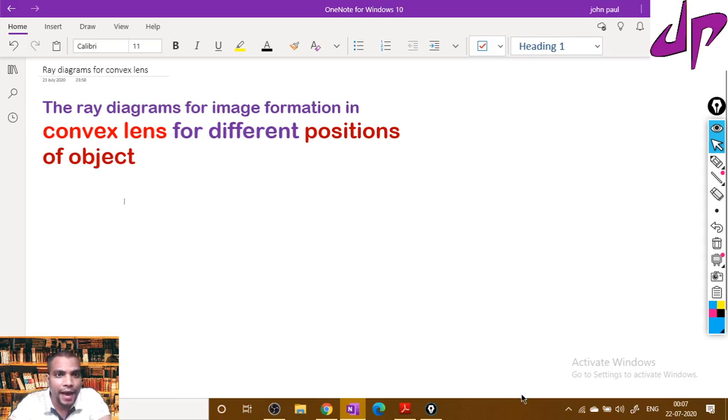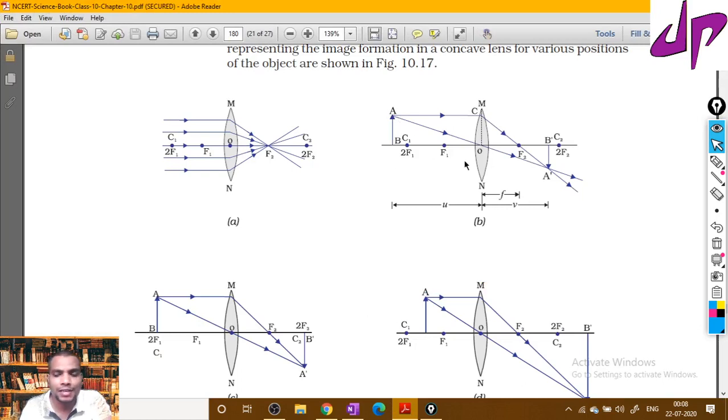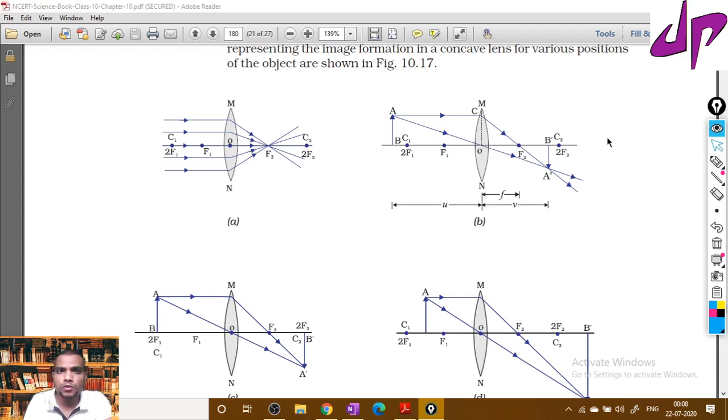Let us draw some ray diagrams for image formation in a convex lens for different positions of the object. Suppose we keep the object in front of a convex lens. In this diagram, these are the various positions of the object. If we keep the object at different positions in front of this convex lens, we need to guess where the position of the image is.